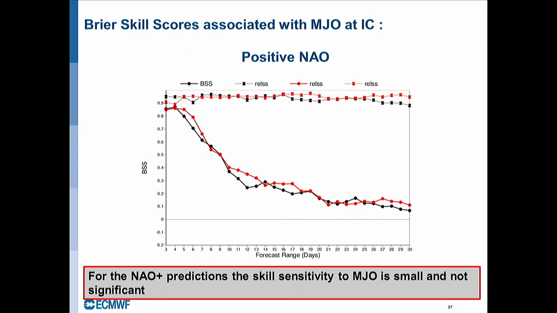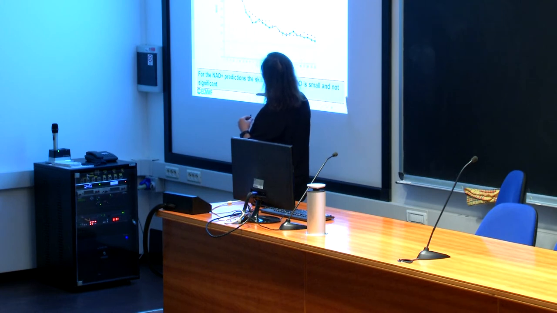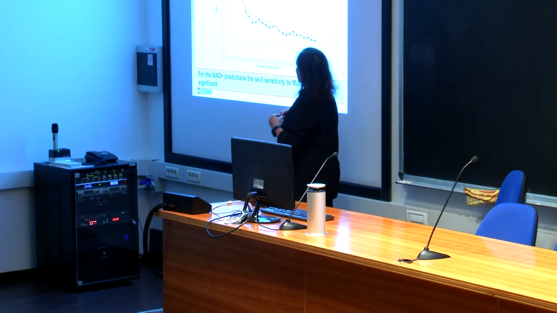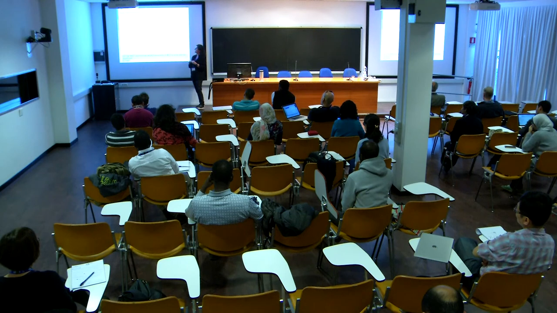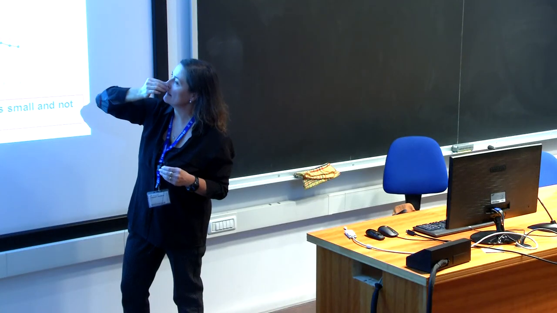Then you can also split and look at the symmetry between NAO positive and NAO negative. And this is what we have been doing here. Now we are looking at the skill in terms of a probabilistic measure. These are the Brier skill scores, which measure the mean square error in probability space. And it's a skill score, which means that if you go up to 1, you have a perfect model. If you go to 0, the climatological forecast is better than your forecast. So you want to be above 0. And again, these are the skill with and without MJO. The skill with MJO is the red line, without is the black line.